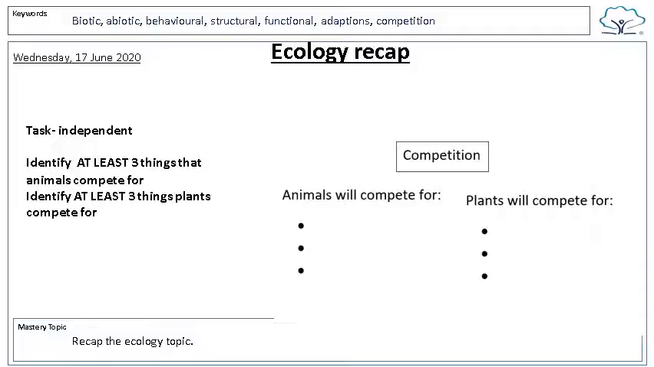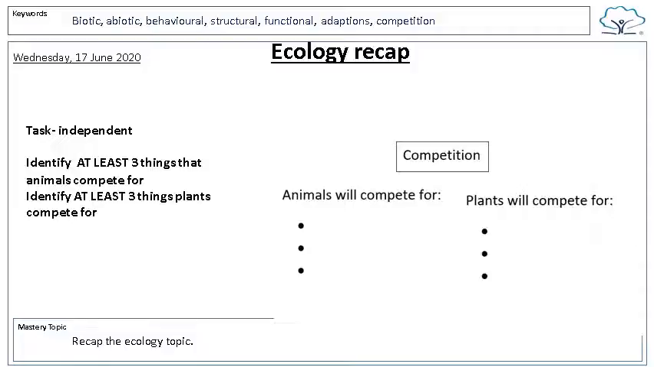So animals will compete for, if you like, we're going to go back to the example of 2 packs of lions, for example. They'll be competing for food. They need to have enough to eat. They also need enough water, shelter, and they also need enough mates to be able to successfully breed.